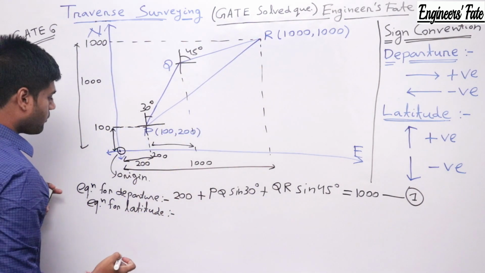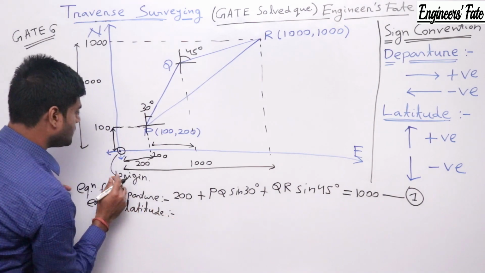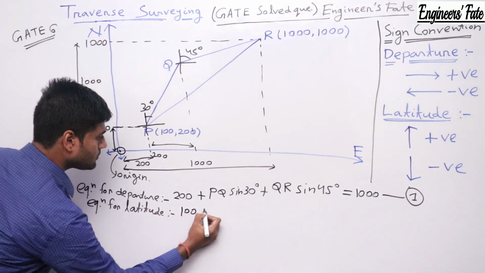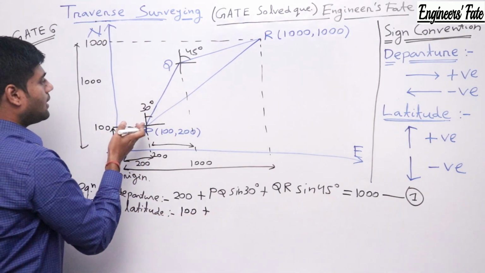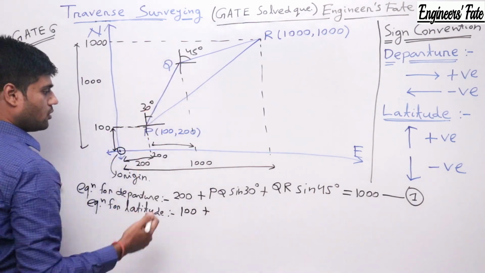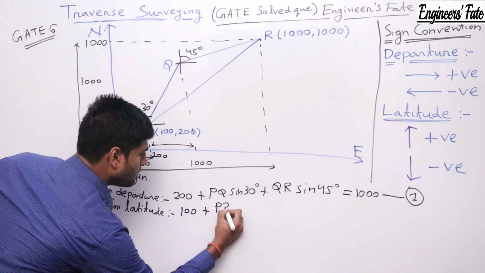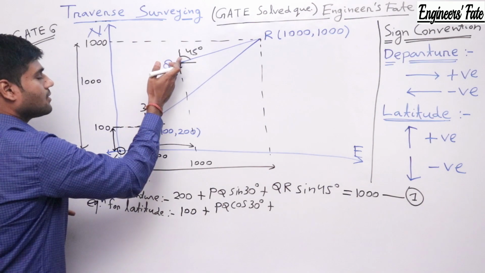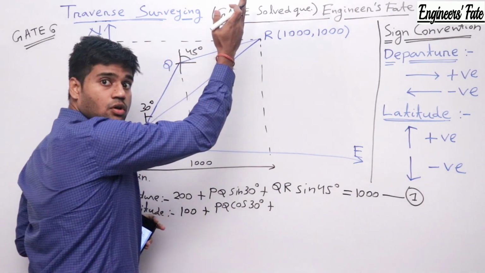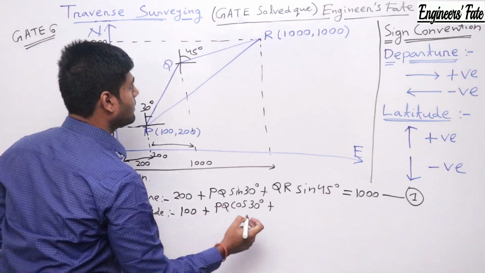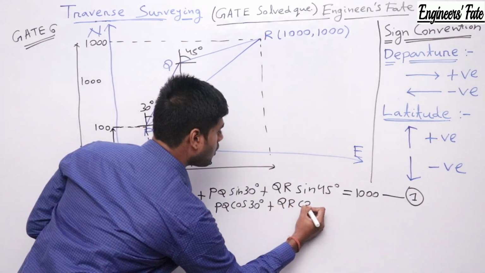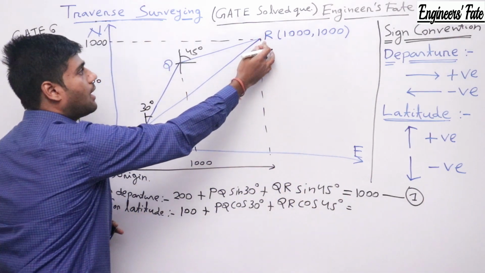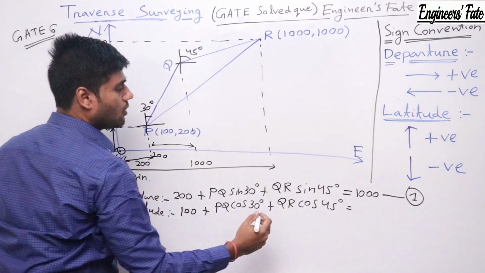So I will write the equation for the latitude. So see, I am at origin. I will move above. So 100 plus latitude value of PQ, that is PQ cos 30 degree. I have reached at this. Again I have to climb above. So then QR cos 45 degree. Now I have reached at point R. And what is the coordinate of point R? That is 1000.